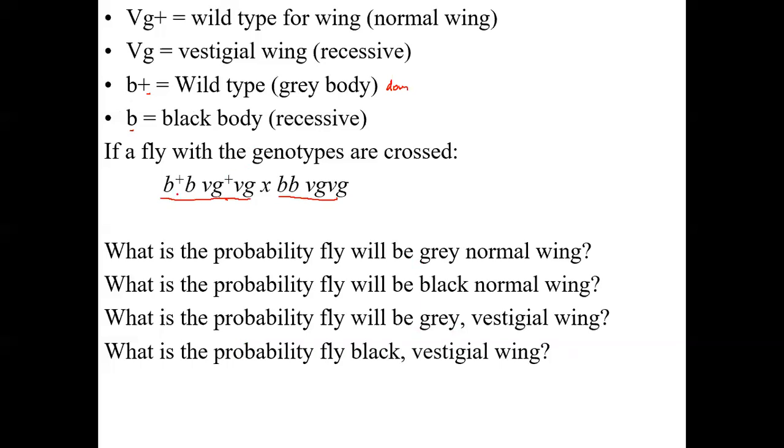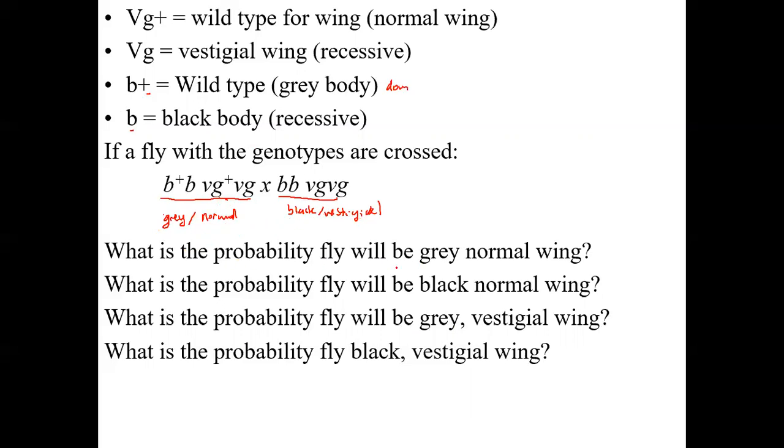Let's say this is the genotype, B plus B, so heterozygous for body color, and likewise heterozygous for wing. So we have a wild type, which would be gray. This was the parental type, right? Gray and normal. And we crossed it with black vestigial. Let's figure out what we're going to do here. Notice that this fly is dominant, but heterozygous for those dominant traits. And then the black vestigial is homozygous recessive for both.